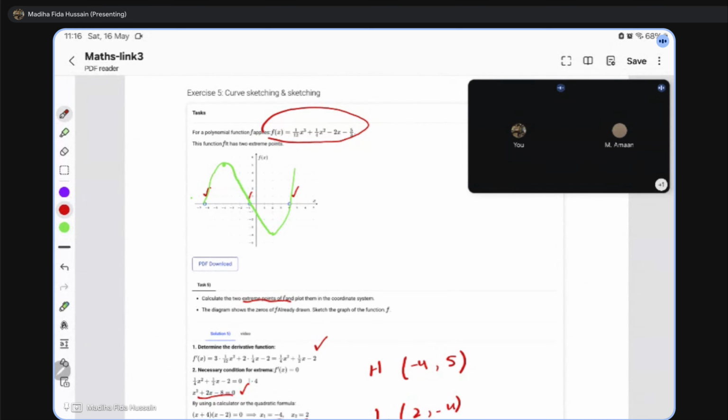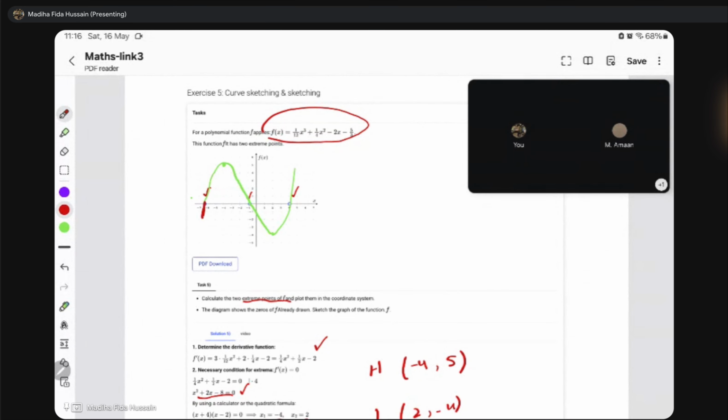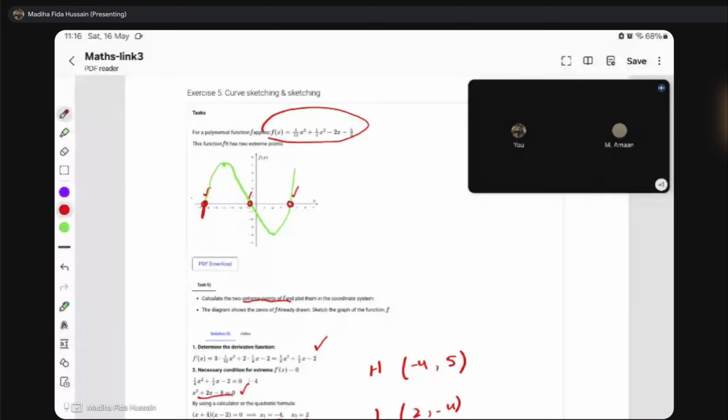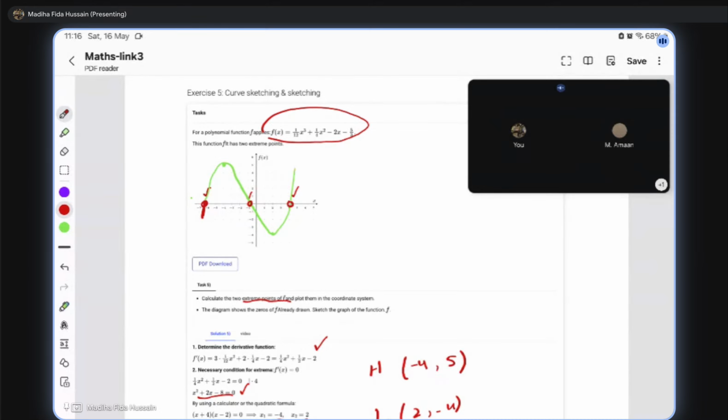Where is it given the points? They circle these. These are the x-intercepts. They already given that, circled on the graph. But you still have to find the zeros? No, zeros are already circled. Zeros are the x-intercepts. We find the high point and low point only. We take the derivative, put equal to 0, solve for x, and then check which give you the high point and which give you the low point.